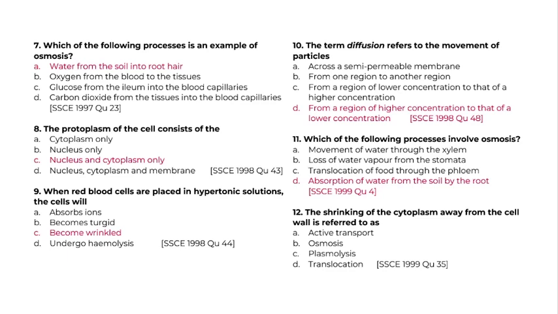Osmosis involves the movement of water from its region of high concentration, but here there is no movement of water, so osmosis is also out. Translocation: there's no displacement of any food particle from one place to another, so it is out. The only option we have is plasmolysis, and that is the correct answer. Plasmolysis is the term used to describe the shrinking of the cytoplasm away from the cell wall of a cell.